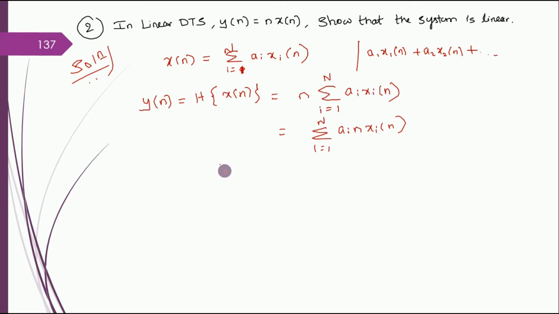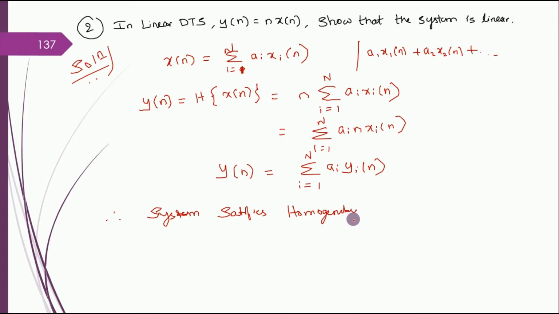It does not make any difference. That's why you can diagrammatically again check. Hence y of n can also be written as summation of ai n xi of n, which together I can write as yi of n. So therefore the output in each case is giving the same output. Therefore the system satisfies homogeneity, that is scaling, and superposition. Therefore it's a linear system.